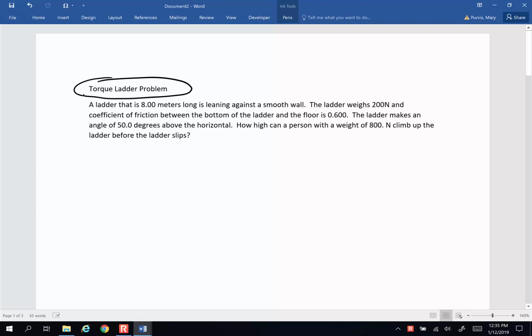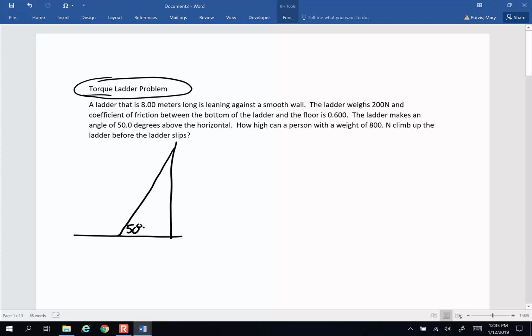This is a torque problem. This is also an equilibrium problem. So we're going to start out with a sketch that's going to look like this. Here is my wall. Here is a side view of my ladder. And the ladder makes a 50-degree angle between the ladder and the floor.